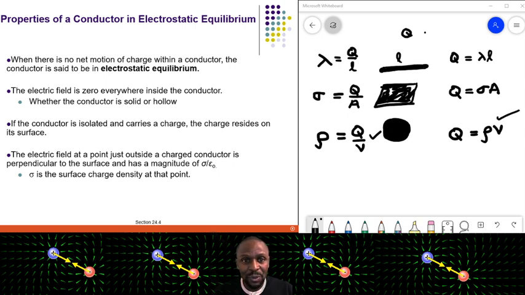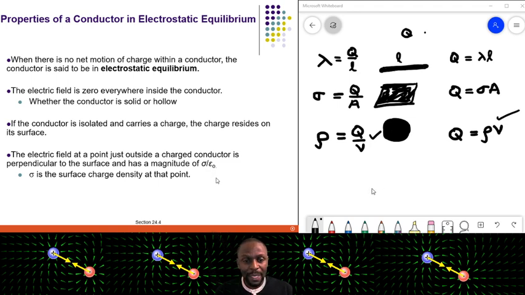When there is no net motion of charges within a conductor, the conductor is said to be in electrostatic equilibrium. The electric field is zero everywhere inside the conductor, whether the conductor is solid or hollow. Now, if the conductor is isolated and carries a charge, the charge resides on its surface. The electric field at a point just outside a charged conductor is perpendicular to the surface, and the magnitude of that field is just given by sigma divided by epsilon naught.